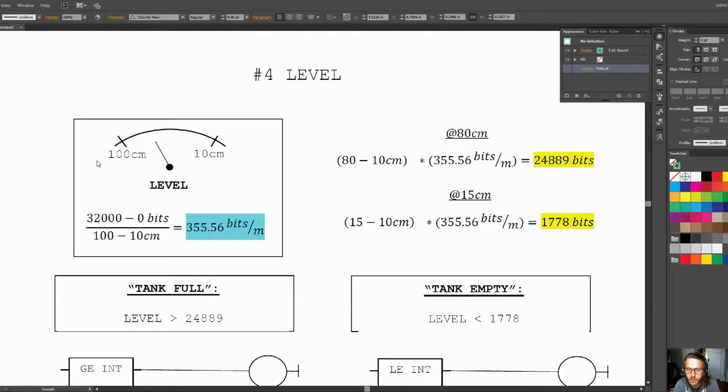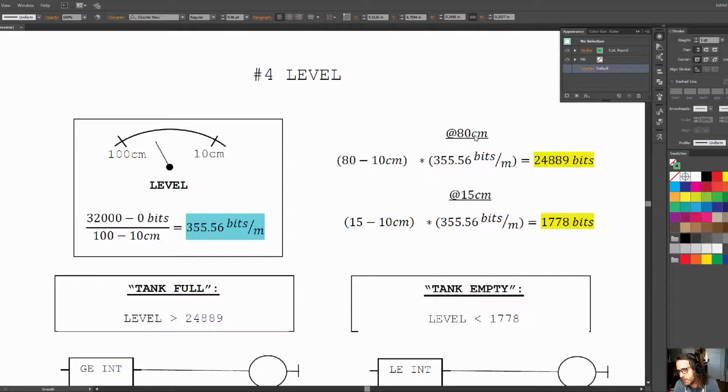This should be 10 to 100 centimeters. I'll fix that in the notes. And so we've got our calculation that we keep doing. You're always dividing 32,000 bits by your scale in your physical parameter there. And when we do that, we get 355.56 bits per meter. So this is very straightforward.